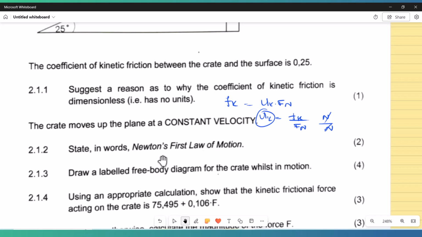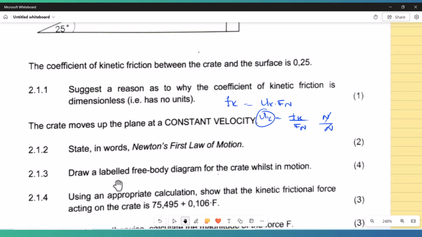Okay, so how do you state Newton's first law? A body will continue in its state of rest or motion at a constant velocity unless acted upon by a non-zero net force. I repeat, a body will remain in its state of rest or uniform motion at a constant velocity unless a non-zero net force acts on it.